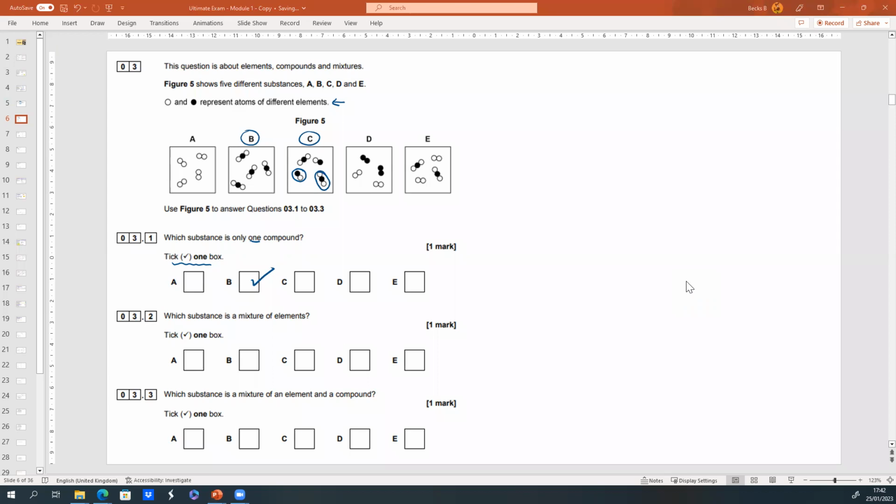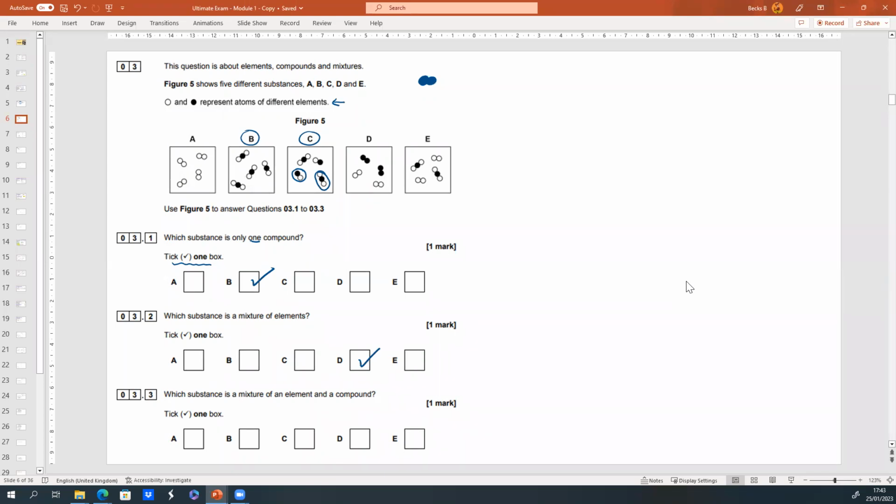Substance which is a mixture of elements. The mixture of elements is D, because even though they are bonded together, they are still one type of atom. It's still one type, therefore it is classed as an element. Even though 2 are bonded together, it's a molecule. A compound is 2 or more different elements. Because they're the same, we still class it as an element.